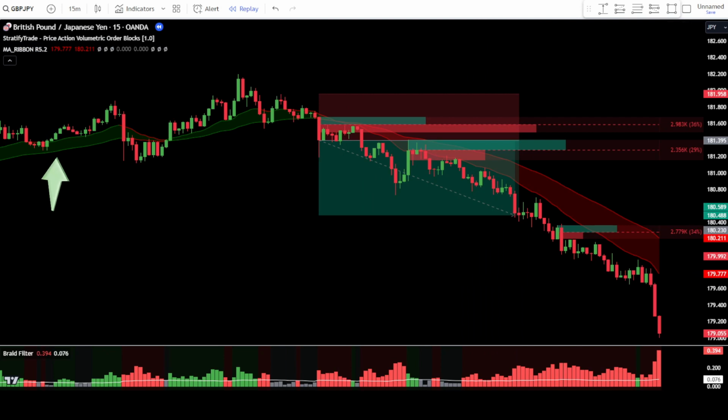If the MA ribbon is green, it indicates a bullish trend, and your main focus should be on finding the best entry point to place a buy order. Conversely, if the MA ribbon is red, it indicates a bearish trend, and your main focus should be on finding the best entry point to place a sell order. Now, let's discuss how to place buy and sell orders using this trading strategy.